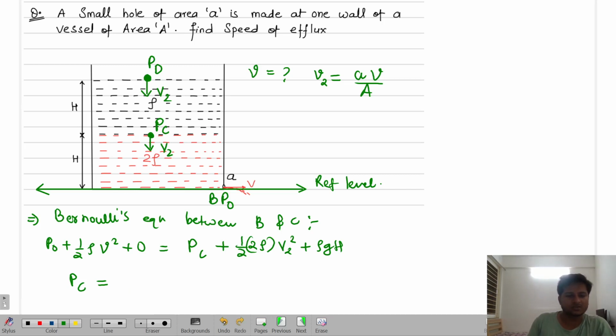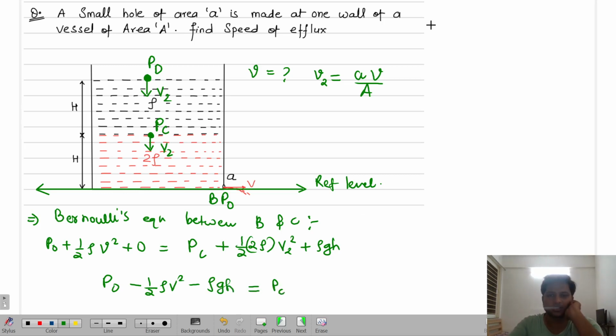Okay, one minute. If I just solve it, it will be P naught plus half rho V square, minus. This time it will be minus, not plus. It will be minus half rho V square minus rho gh. That is my pressure at point C, isn't it?